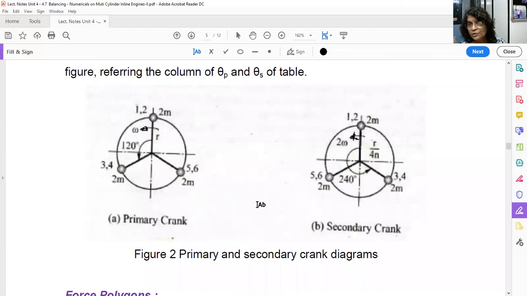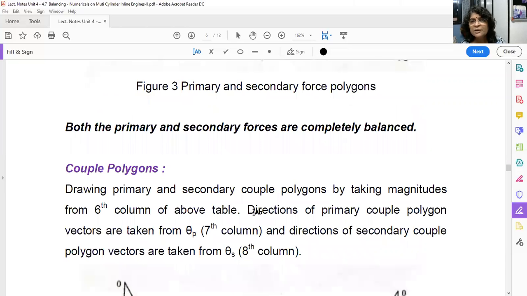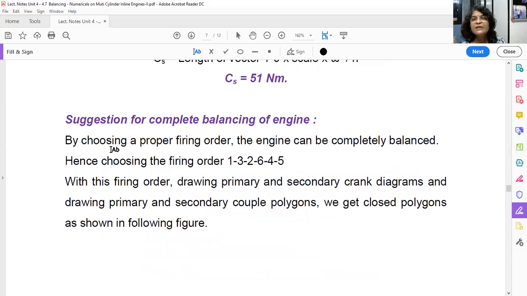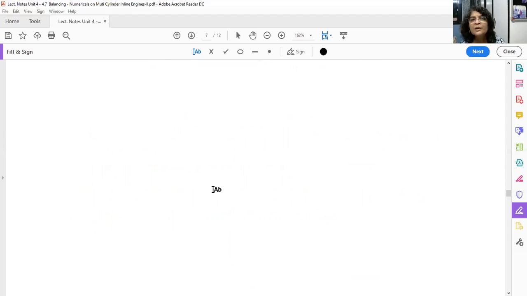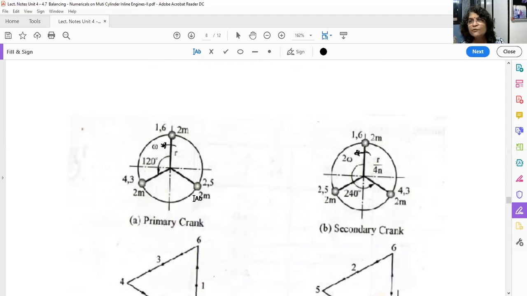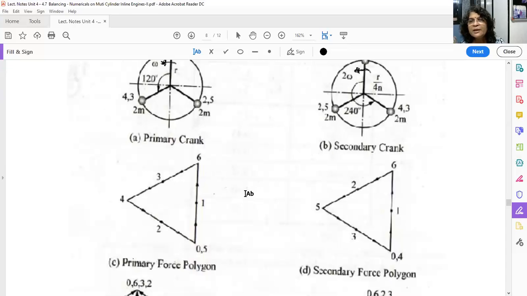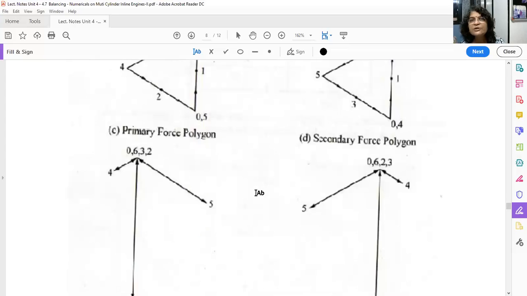So let us take the firing order. By choosing a proper firing order, the engine can be completely balanced. Hence, choosing the firing order is a trial and error method. You have to draw actually 1, 3, 2, 6, 4, 5. With this firing order, drawing primary and secondary crank diagrams and primary and secondary couple polygons, we get closed polygons as shown in the following figure. So this is your crank diagram 1, 6, 4, 3, 2, 5, 1, 6, 2, 5, 4, 3, and this is your force polygon and this is your couple polygon.